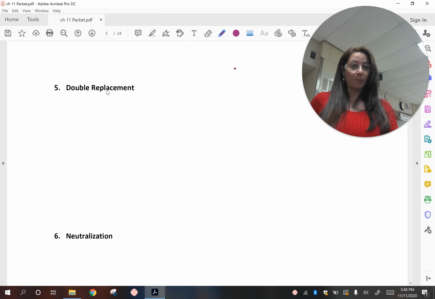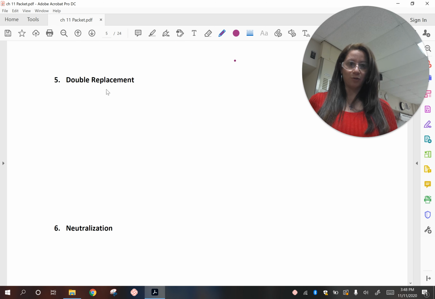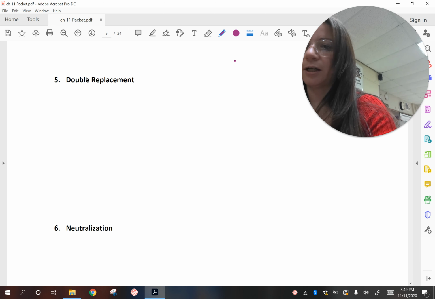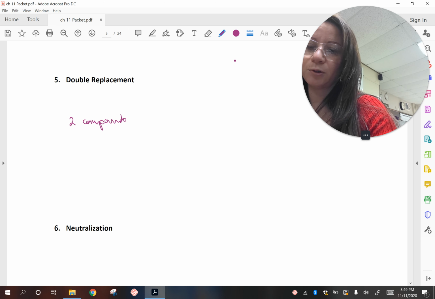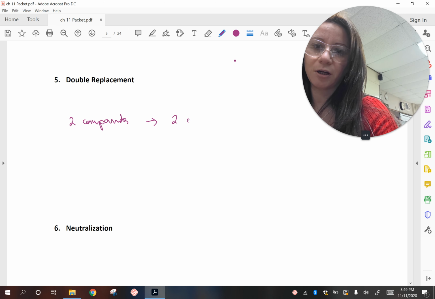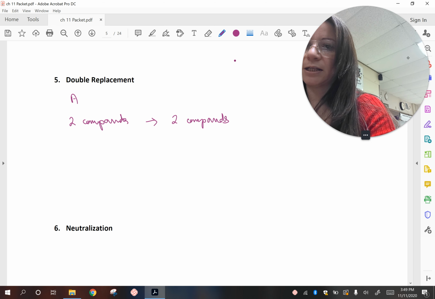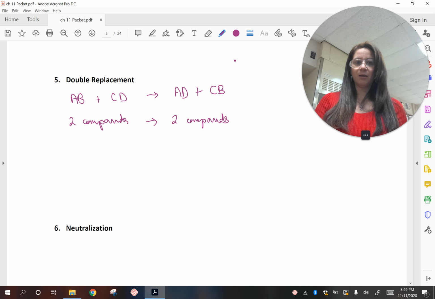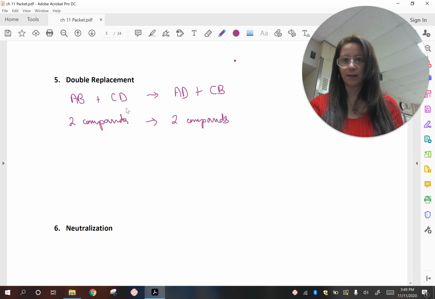Next is double replacement. So 2 things are going to replace other things. And here you will start with 2 compounds, and you will end up with 2 different compounds. So let's say you have AB plus CD. What you will form will be AD plus CB. The 2 outer ones kind of go together, and then the 2 middle ones go together.